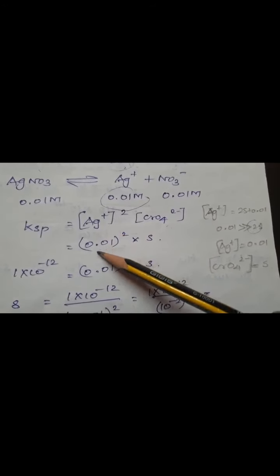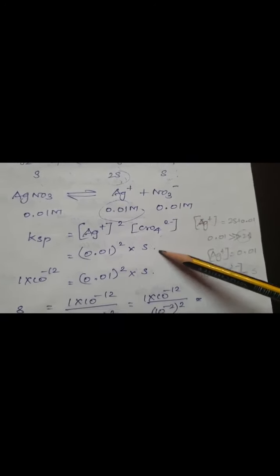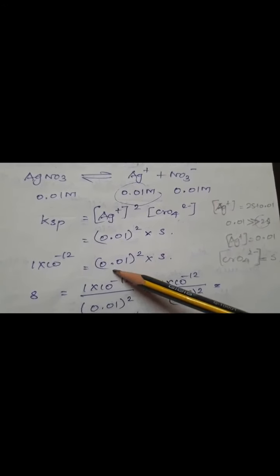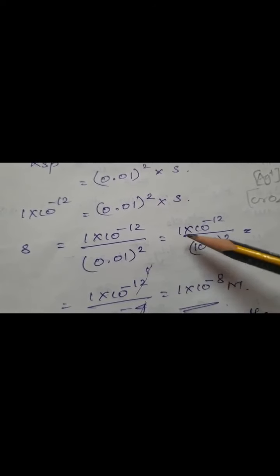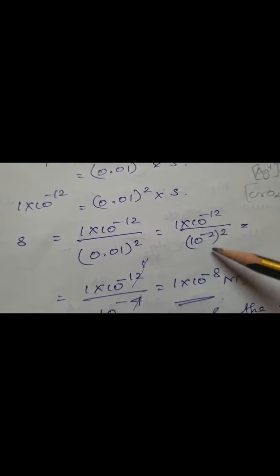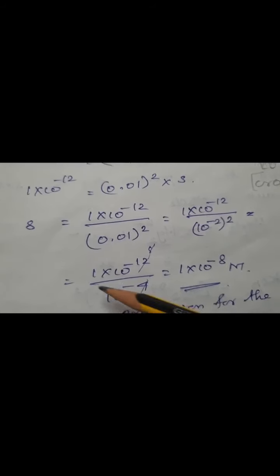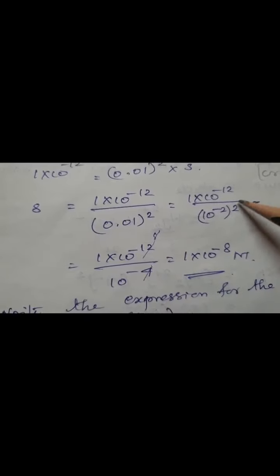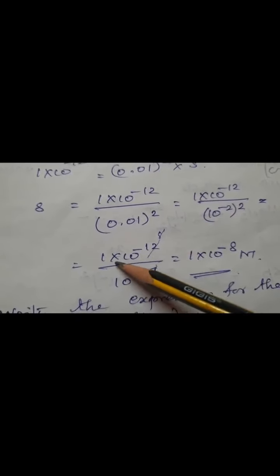Then substitute the values here: 0.01 the whole square into the CrO4 2 minus concentration. So Ksp is 1 into 10 power minus 12. So 0.01 the whole square into S, which means S is equal to 1 into 10 power minus 12 divided by 0.01 the whole square. This can be written as 10 power minus 2 the whole square, which is 10 power minus 4. So 1 into 10 power minus 12 divided by 10 power minus 4, cancelling, gives 1 into 10 power minus 8 M.